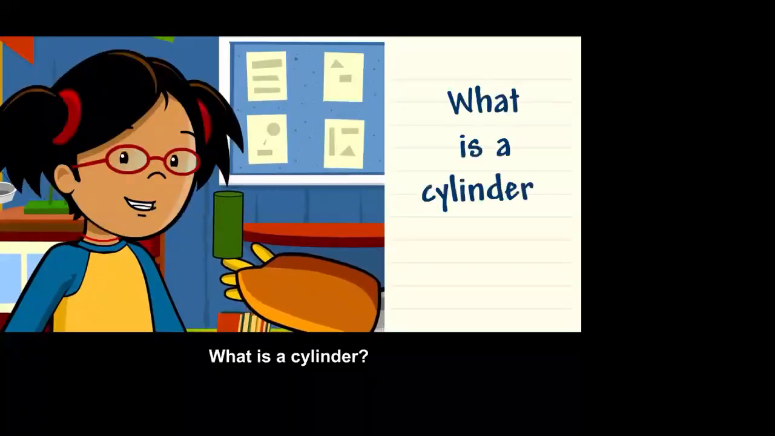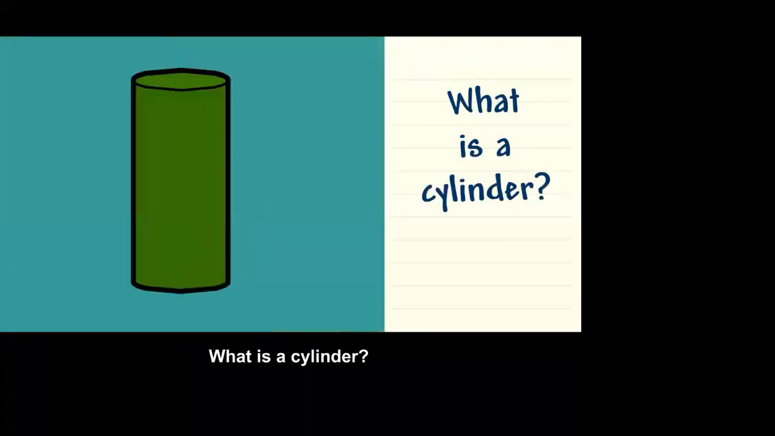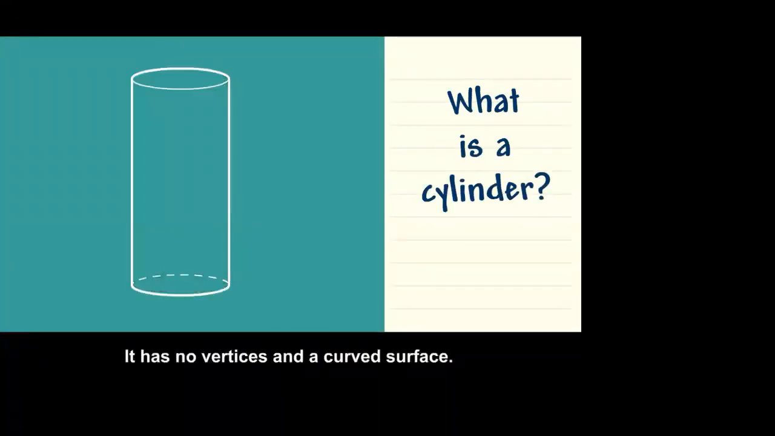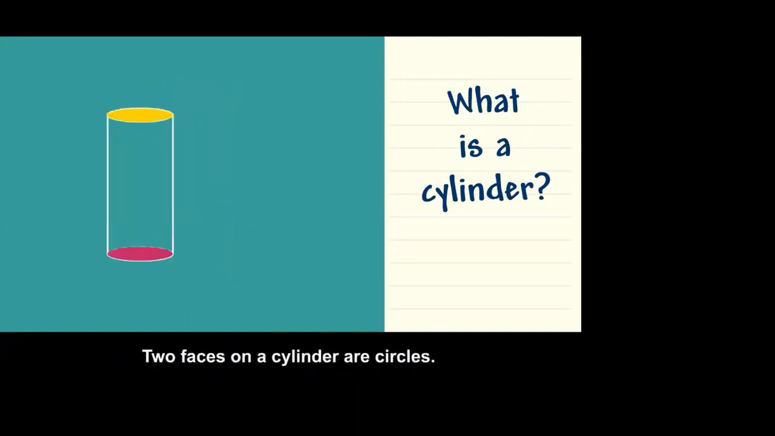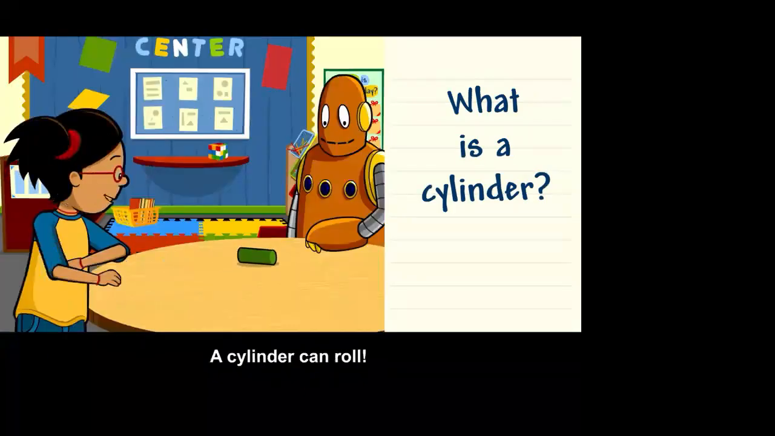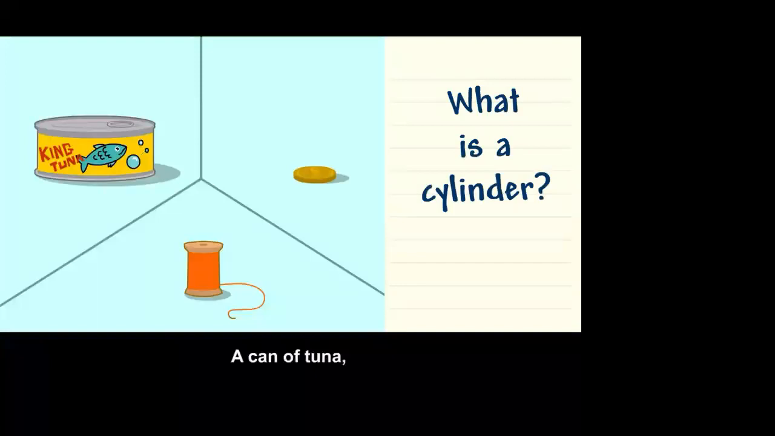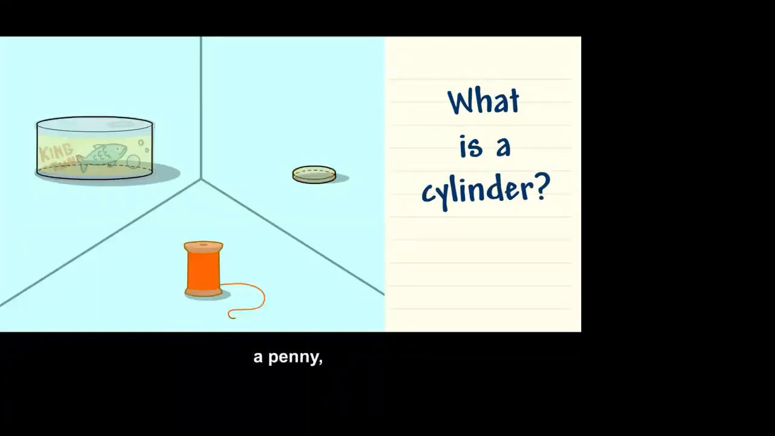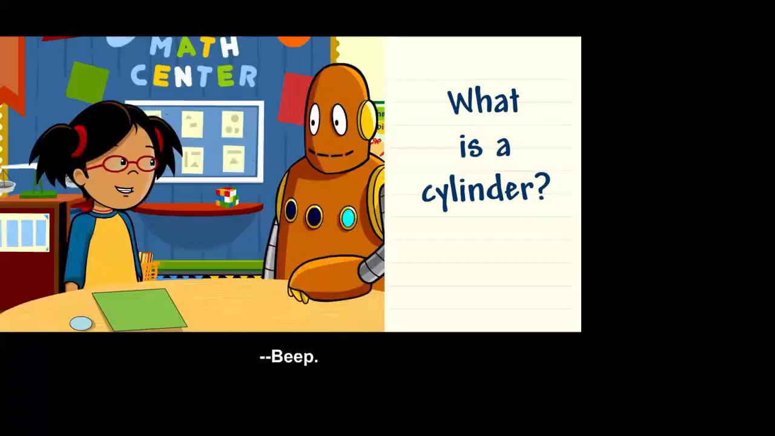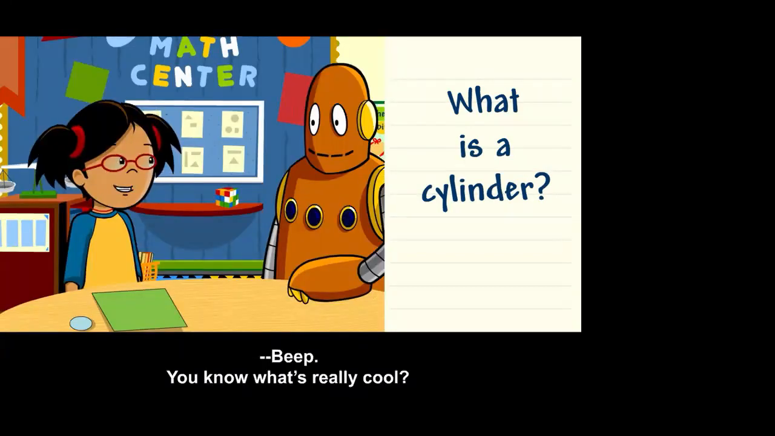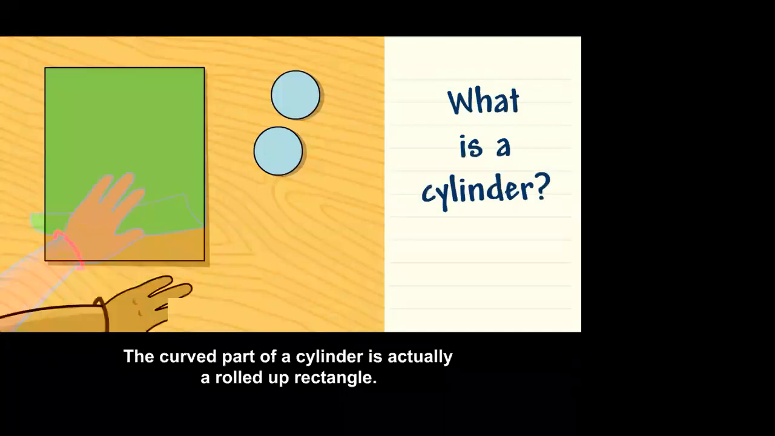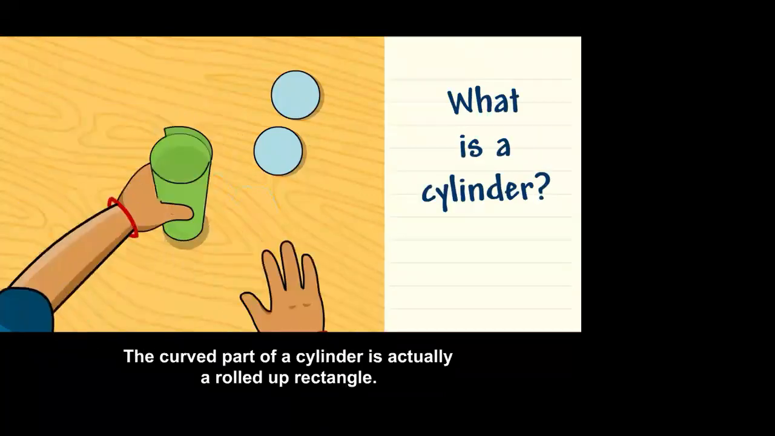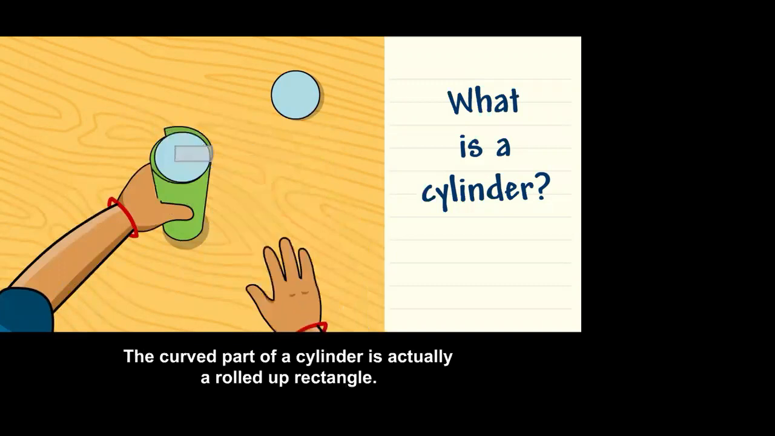What is a cylinder? It has no vertices and a curved surface. 2 faces on a cylinder are circles. A cylinder can roll. A can of tuna, a penny, and a spool of thread are all cylinders. You know what's really cool? The curved part of a cylinder is actually a rolled-up rectangle.